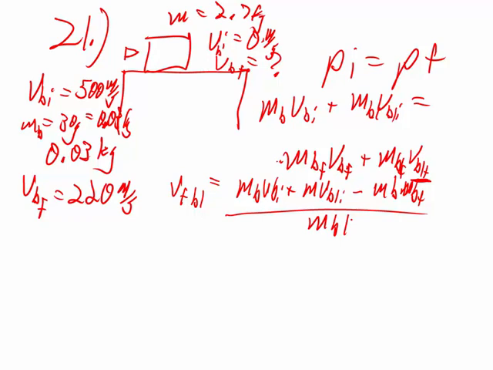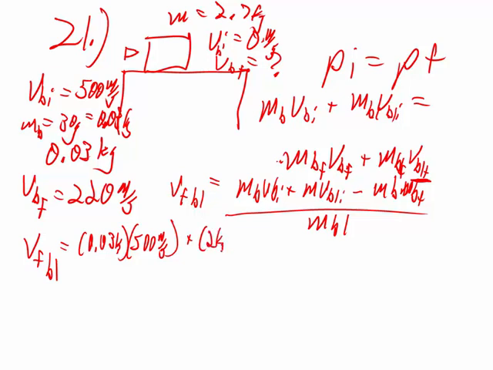I believe I did, because we're looking for the final velocity of the block. All right, so let's plug everything in. Velocity final of the block. We got the mass of the bullet, which is what? So we got 0.03 kilograms times what? 500 meters per second, plus the mass of the block, which was 2 kilograms, times 0.